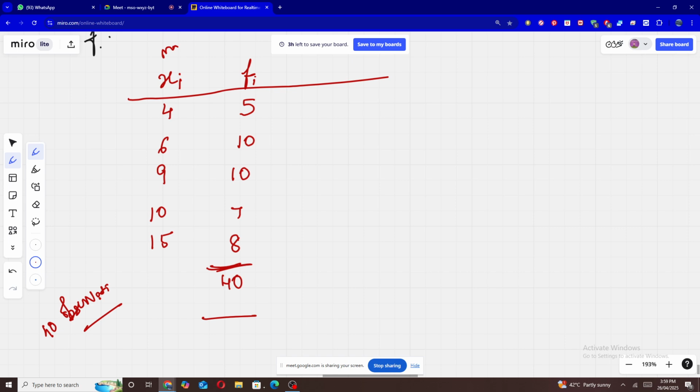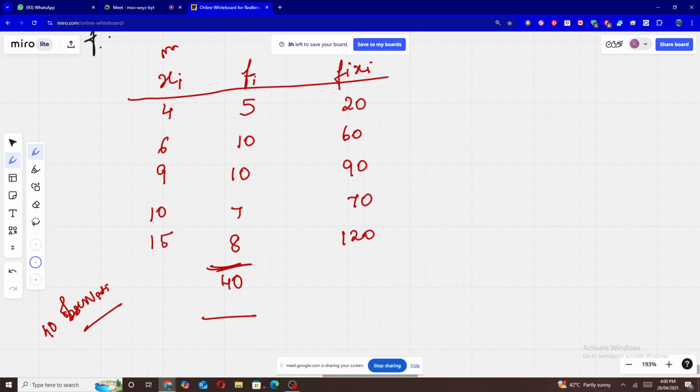Now, see guys, here this is grouped data, right? Because 5 kids are getting 4 marks. So how many marks in total? 20, right? 4 into 5. So that is Fi Xi. This column is 20, this is 60, this is 90, 70 and 15 into 8, 120. Correct? That is Fi Xi.